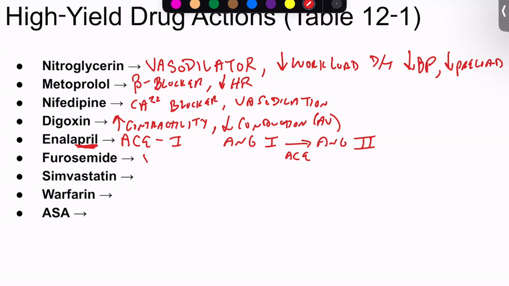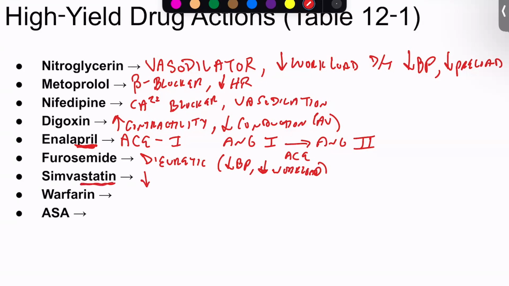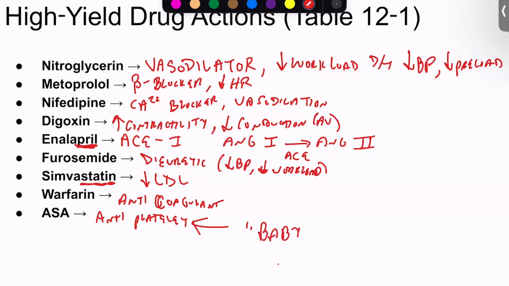Furosemide, I would just know that this is a strong diuretic. Decreases blood pressure, decreases workload on our heart. Simvastatin, so anytime you see statin, that's a cholesterol medication, so decreases lipoproteins. Warfarin is an anticoagulant. And then ASA is our antiplatelet. And that's why they tell you to sometimes take a baby aspirin. They think you're having a heart attack.